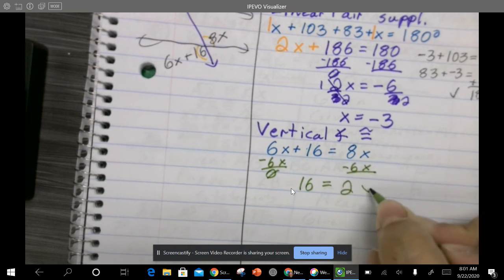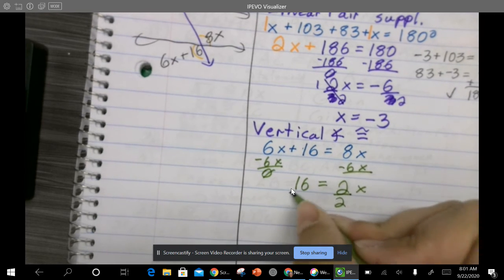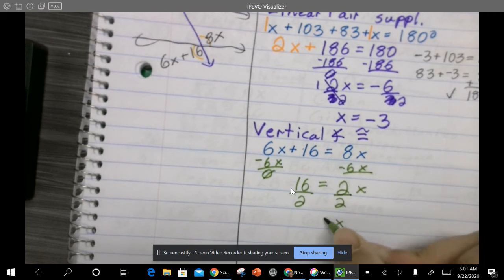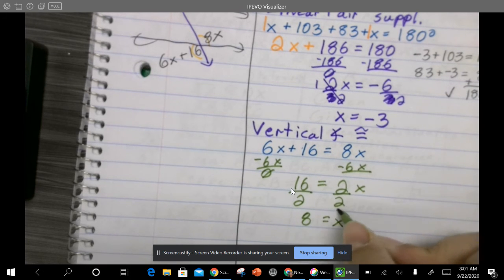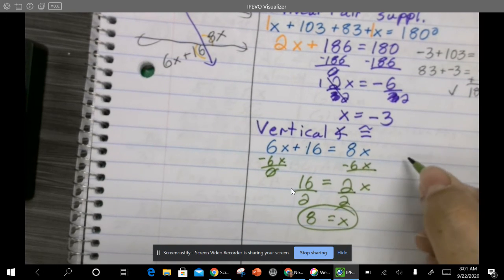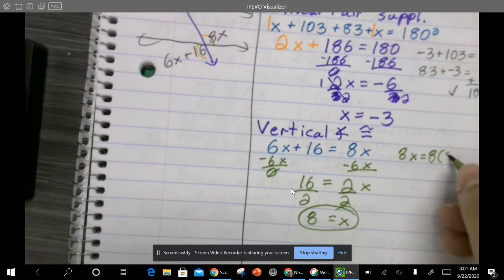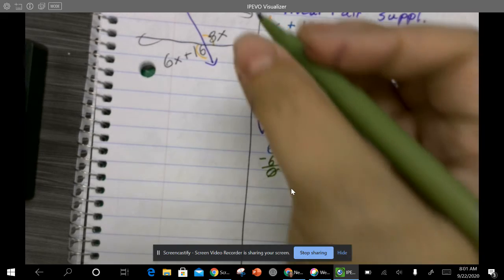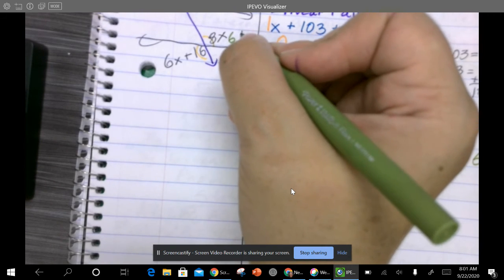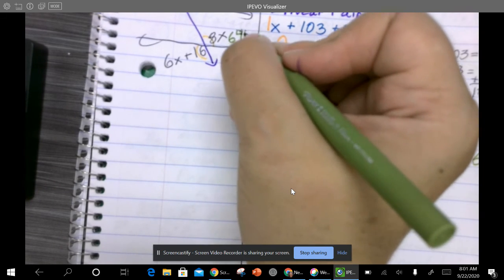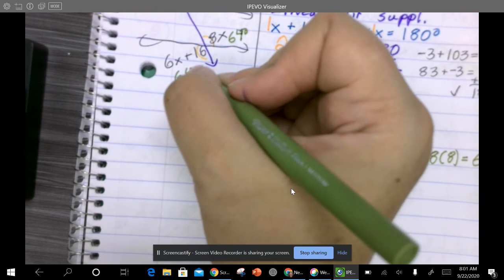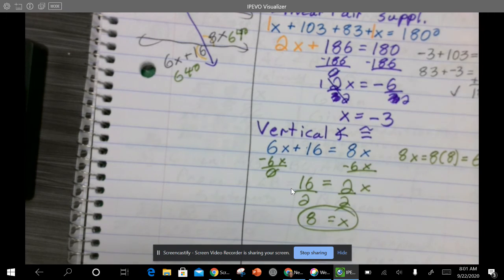So we're going to get 2x. Divide each side by 2. Get x is equal to 8. Okay. Again, everybody, if we had to find the angle 8x, we just substitute in 8. 8 times 8 is 64 degrees. Okay. So it means, everybody, for both of these angles, that they are 64 degrees. Okay. One more example.